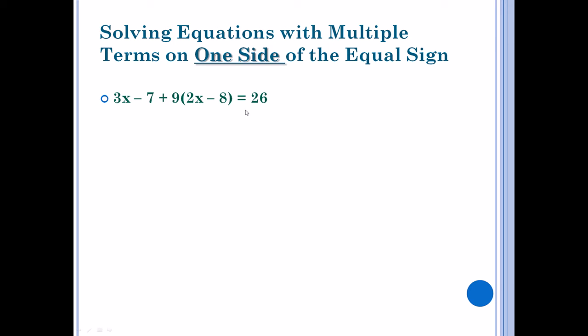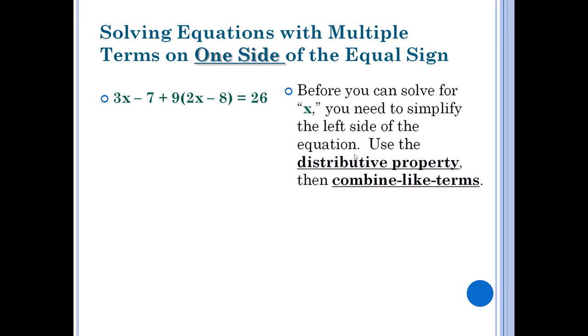All by itself. So when you have all of this action on one side of the equal sign, you cannot solve the equation until you use the distributive property and combine like terms. You need to simplify it. It's a mess right now. So let's just pretend, put your hand over the equals 26, and we'll just pretend it's not there, and let's clean this side up.